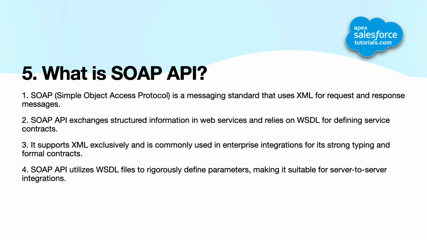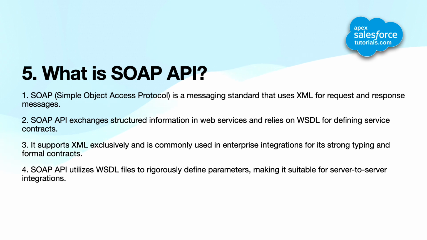SOAP API is a messaging protocol for exchanging structured information. In the implementation of web services, it uses XML for message formatting and relies on WSDL, Web Services Description Language, for defining service contracts. SOAP APIs are commonly used in enterprise integrations due to their strong typing and formal contracts.